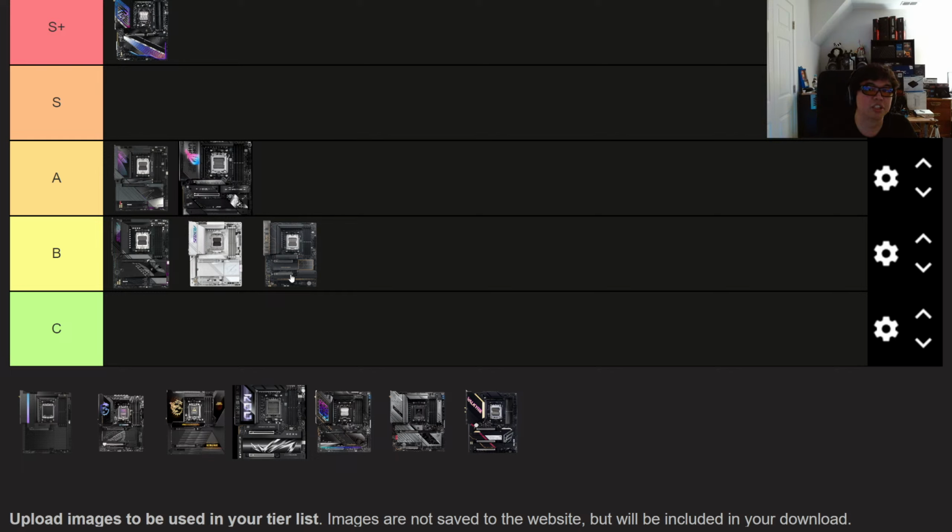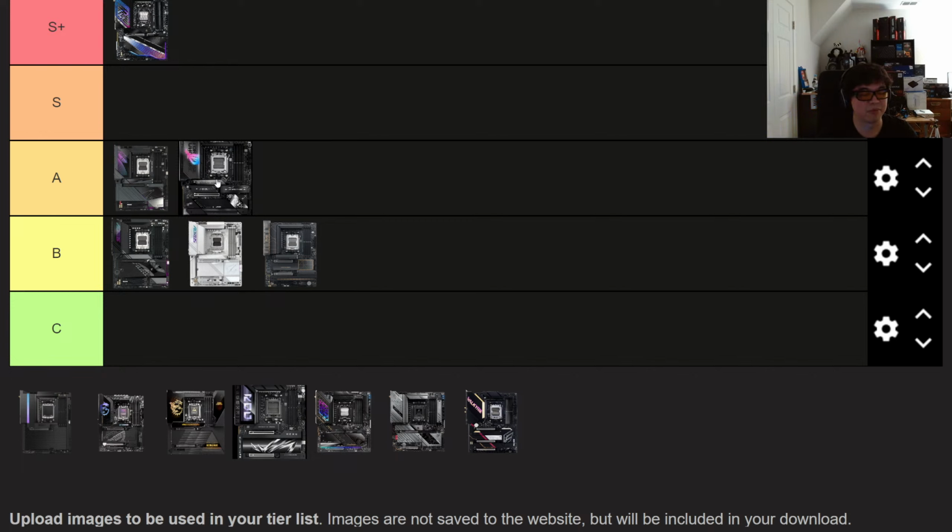But the bottom line is the Strix E is better than the ProArt. Hands down, it's better. If I was building a productivity, a content creator PC, I would choose the Master and the Strix before I even look at the ProArt. Because if I want 10 gig LAN, I can use the bottom slot on the Master, or I can use the X4 slot on the Strix. So it's very easy to add 10 gig to either of these, and you're not using lanes from the GPU.